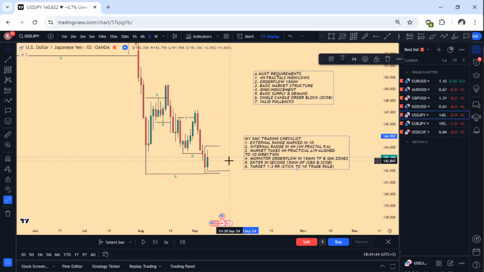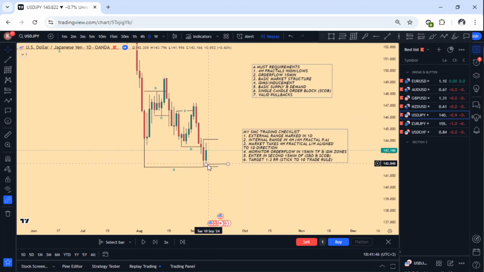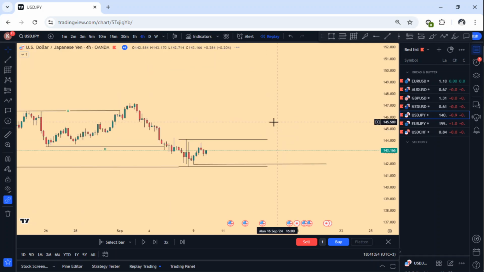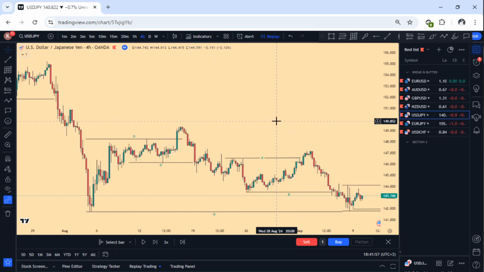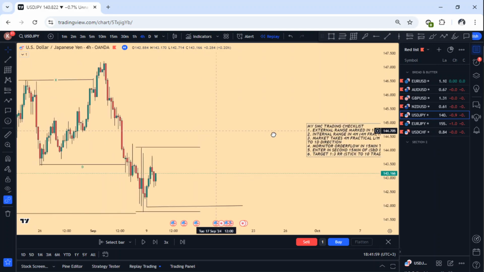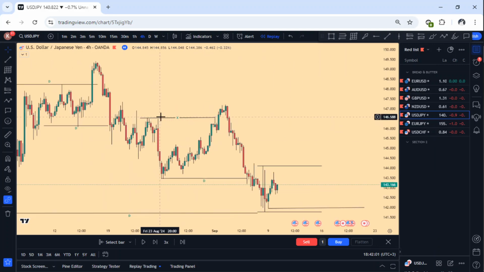So I don't like to complicate it. I just mark the high and the low of the candle that we should be breaking. That is the external range marked in 1 day. If you check, that is how I trade. Almost all my trades are like that. So after marking that, as you can see, this was a very good pullback. It was taken and then a change of character, and it now started selling down.